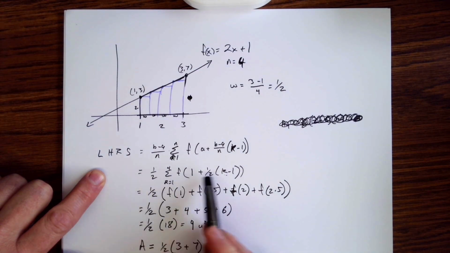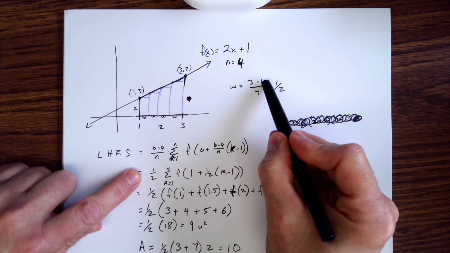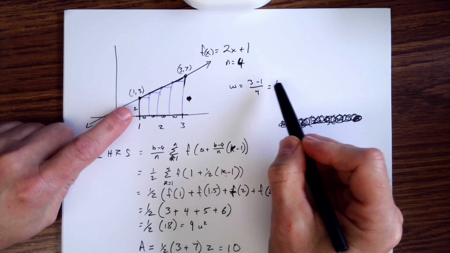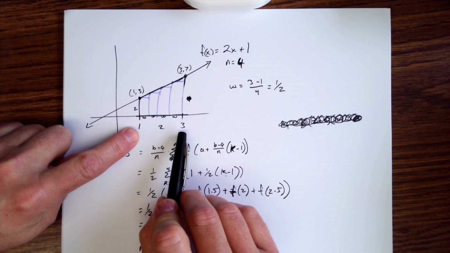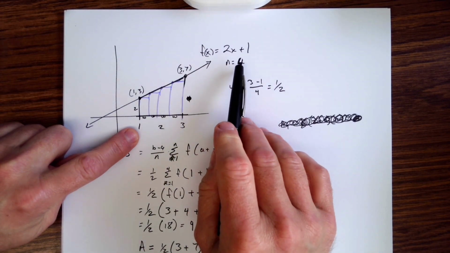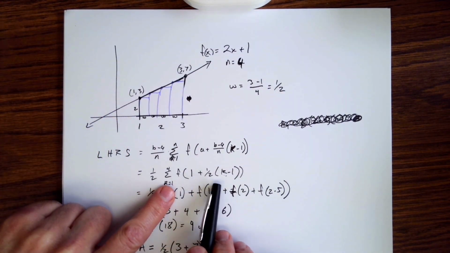All right, so the first thing we do is figure out our width, which is 3 minus 1 over 4, which is 1/2. It's 3 minus 1 because that's the end of the interval minus the beginning of the interval, right? And then the number of subintervals is 4, so that's 1/2 there. And then we've got that plugged in.